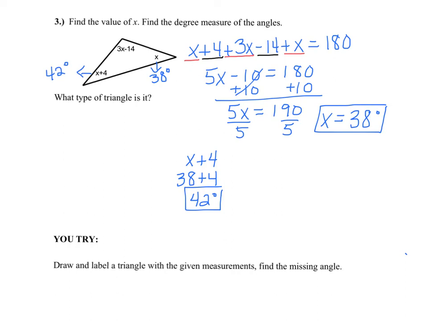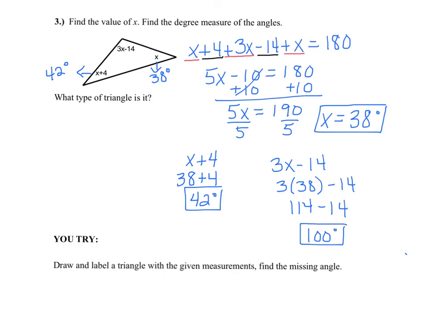Our last angle is 3x minus 14. Again, we substitute 38 for x and subtract 14. Multiply 3 times 38, and that gives us 114. Subtract 14, and that gives us 100 degrees. So our third angle measure is 100 degrees. Our three angle measures are 42, 100, and 38.